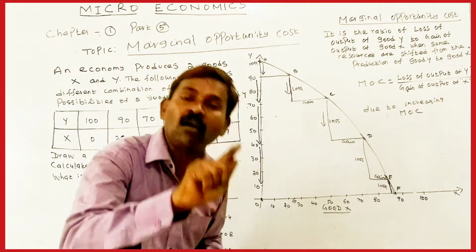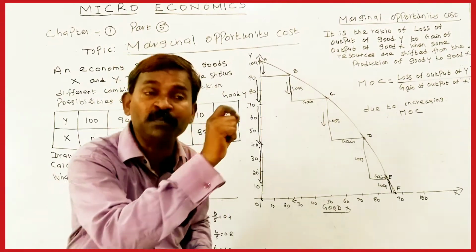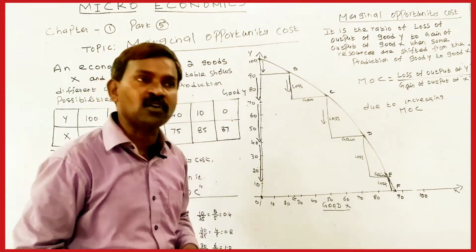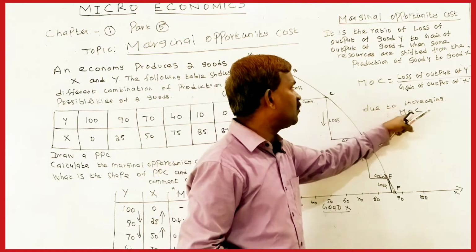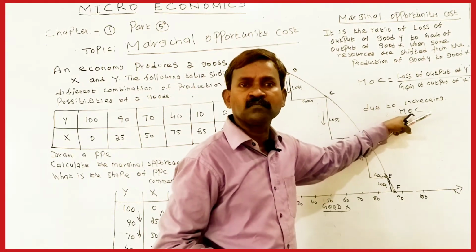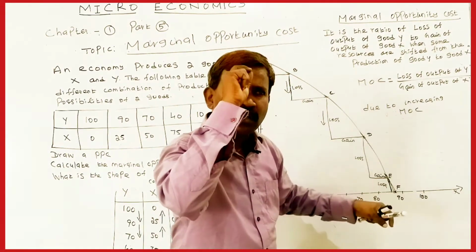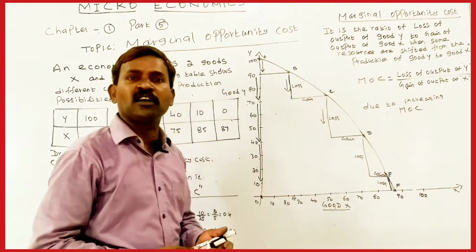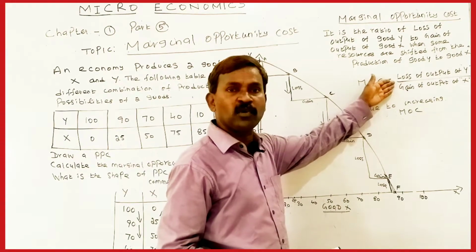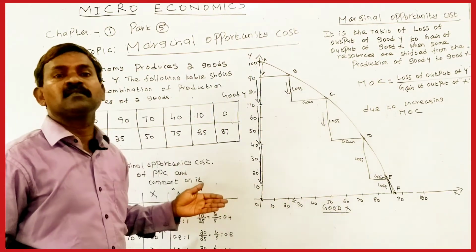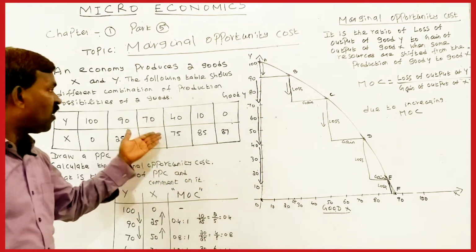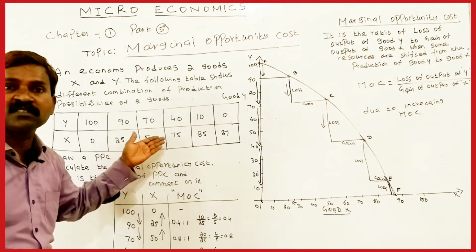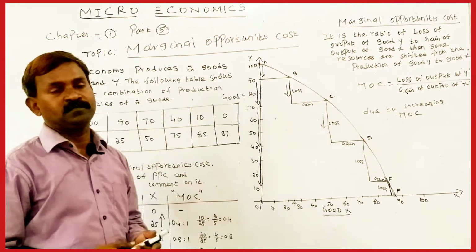Now, why is it concave? Why is the PPC shape concave? Because of increasing marginal opportunity cost. How are we going to justify the increasing marginal opportunity cost? We are going to apply this formula and calculate the marginal opportunity cost for the given values of the table.